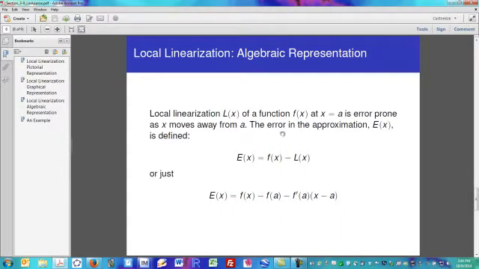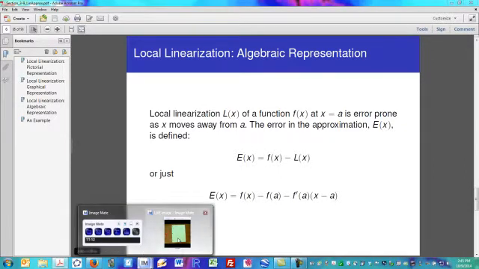So local linearization L of x of a function f of x at x equals A is error prone as x moves away from A. The error in the approximation, E of x, is defined as the value of the function minus the value of the local linearization. So we could also quantify that as the value of the function minus the definition of the local linearization. Let's take a quick look at what that means when I look at our picture of that.